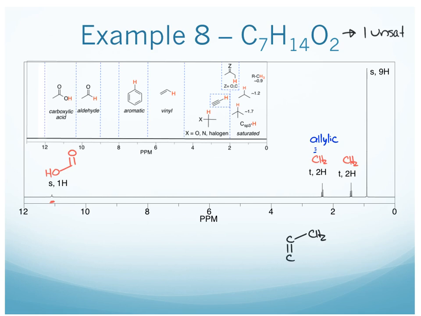Maybe a double bond C, or a double bond O. Those are allylic. Okay, and then down in the saturated region, we have a singlet integrating for 9 hydrogen. Well, that is likely just 3 methyl groups that are all equivalent.